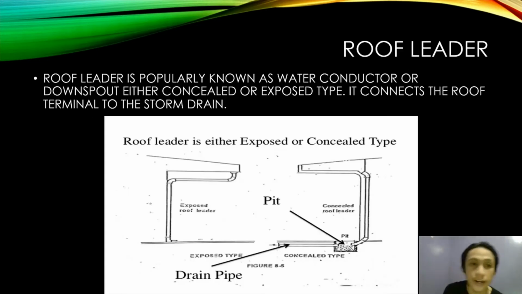Roof leader. Roof leader is popularly known as water conductor or downspout, either concealed or exposed type. It connects the roof terminal to the storm drain. So we have two types of roof leader, which are the exposed one and the concealed one.